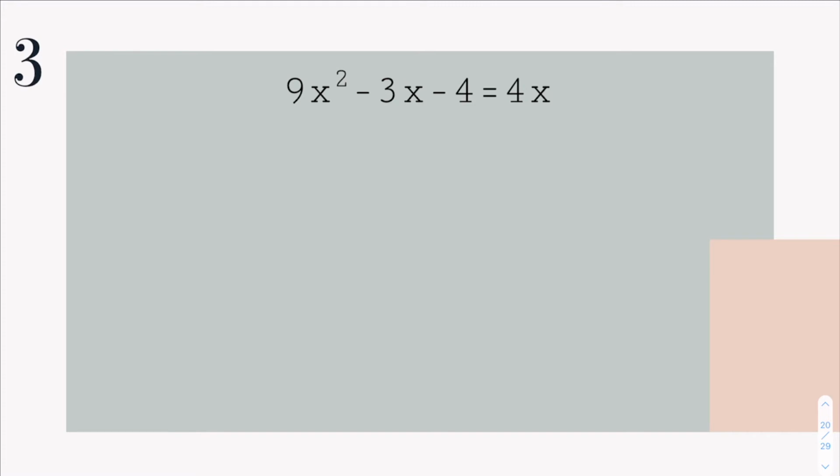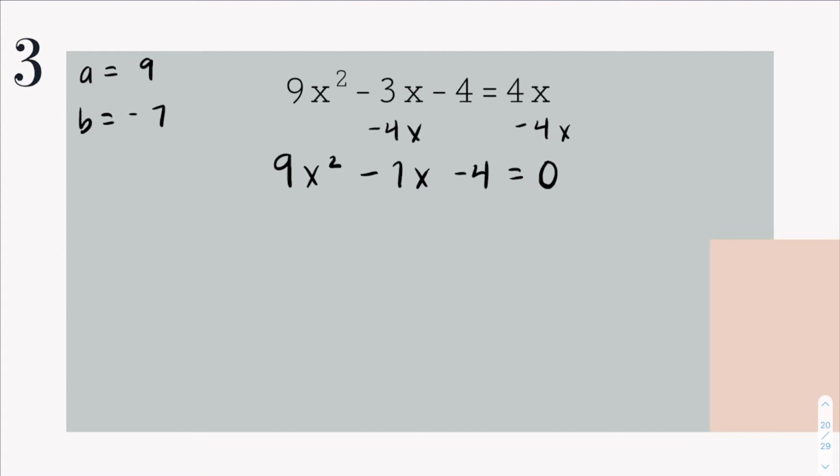So let's set it equal to 0 first. We're going to subtract 4x from both sides, giving us 9x squared minus 7x minus 4 equals 0. So we're going to find our a value, b value, and our c value. Again, those values just come from our standard form.